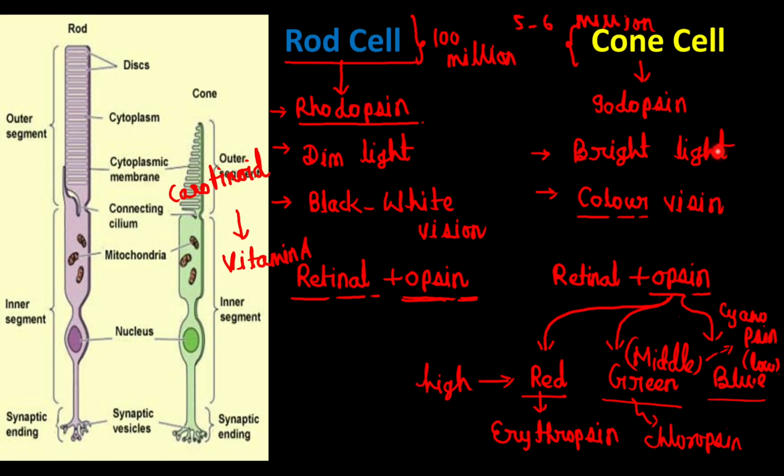Where are these pigments present in rod and cone cells? In the cytoplasm of rod and cone cells, you see some membranous structures are present. In this membranous structure only, these pigments are integrated. Students, see here. In the rod and cone cells, rhodopsin and iodopsin are present in this pigmented structure.